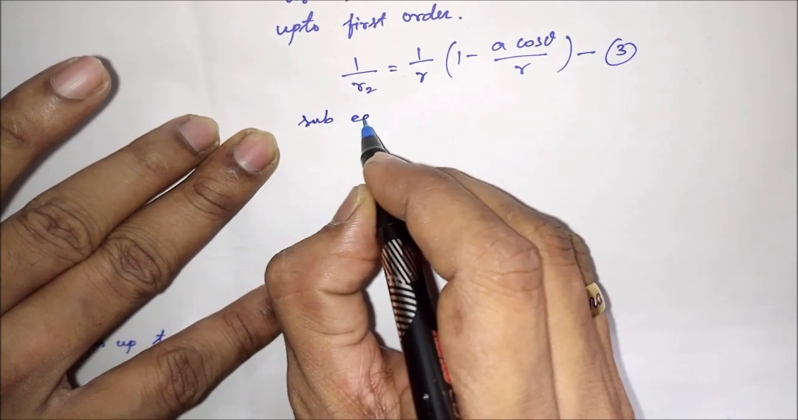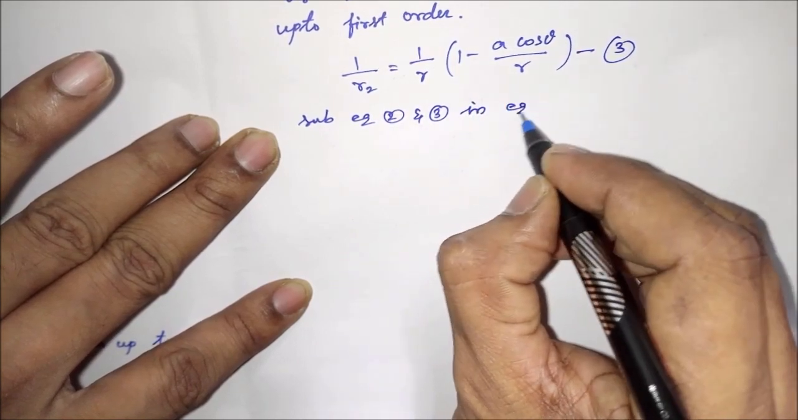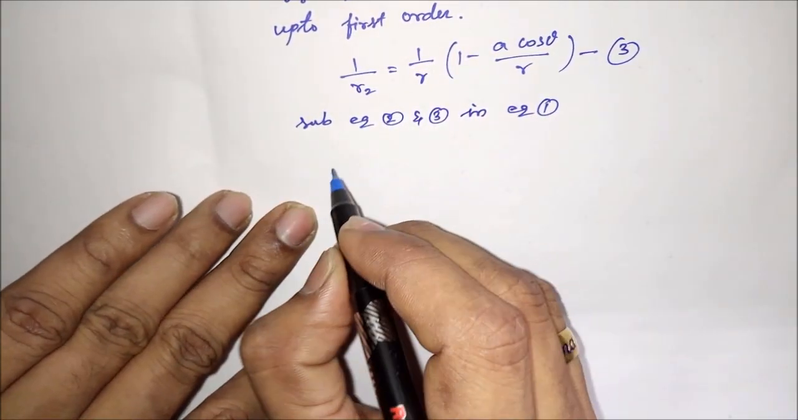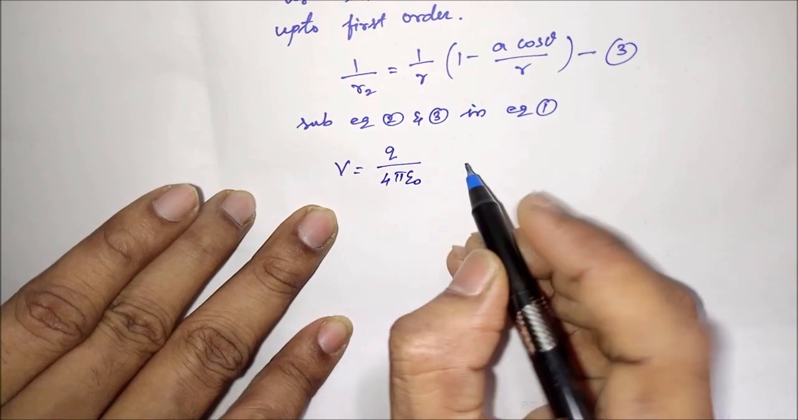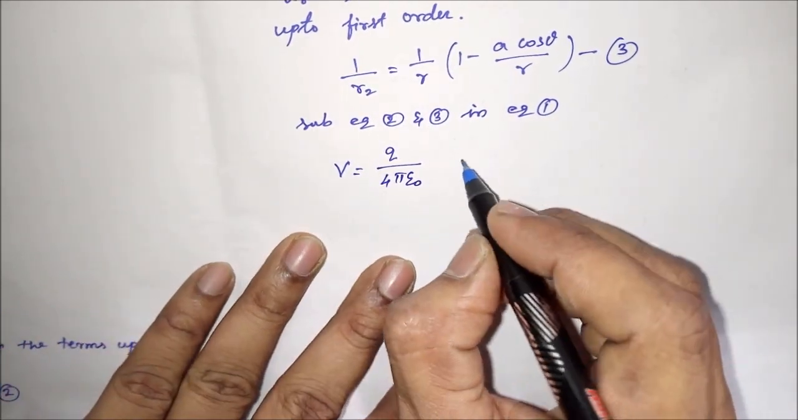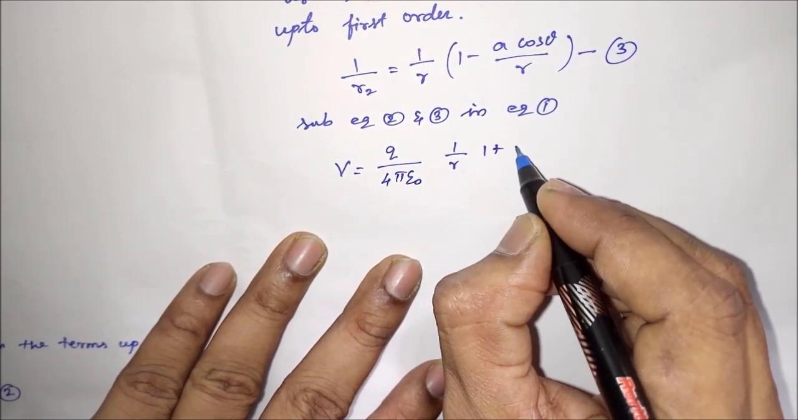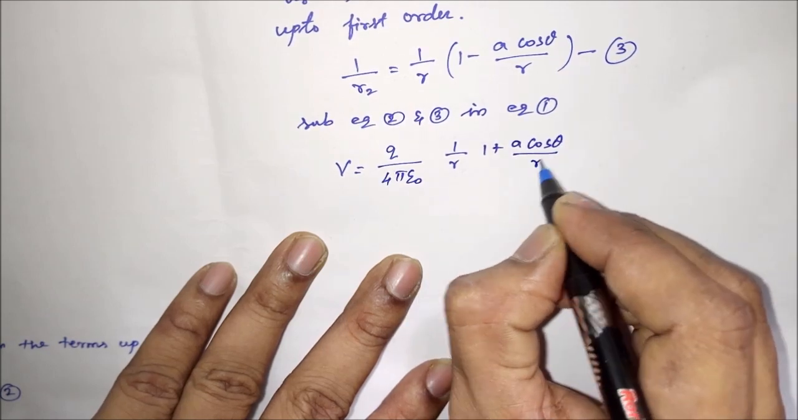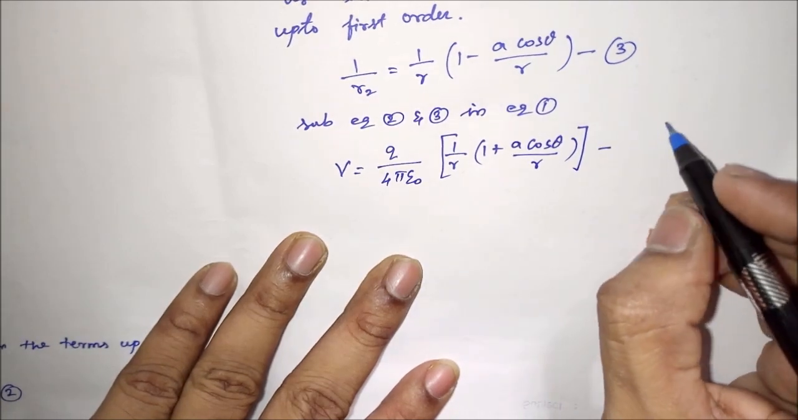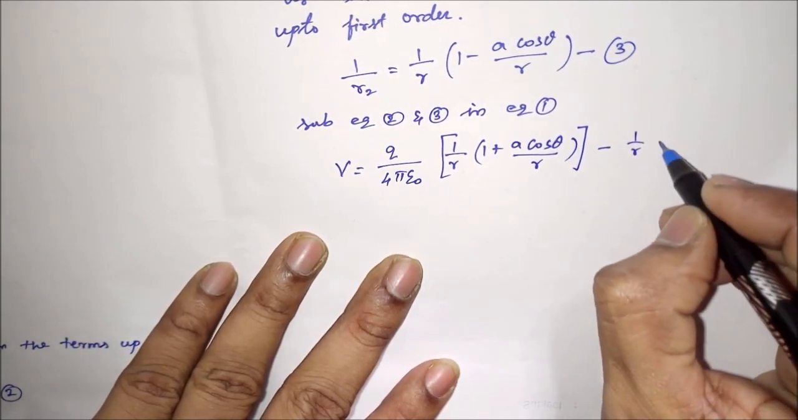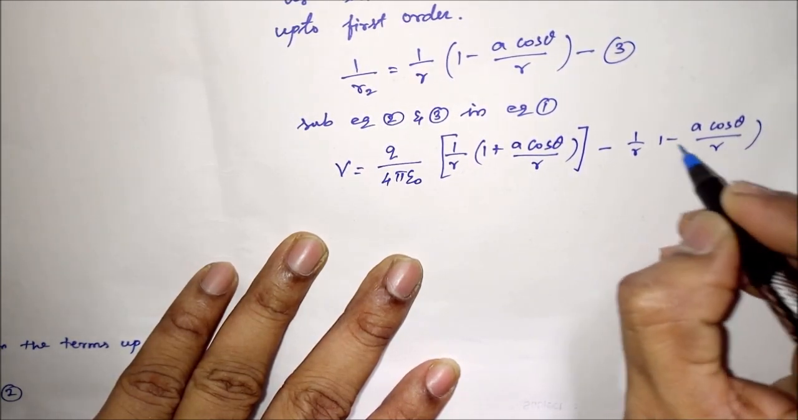Substitute equations 2 and 3 in equation number 1. So V is equal to q divided by 4 pi epsilon naught. Now the 1 divided by r1 value is 1 divided by r times (1 plus a cos theta divided by r), minus 1 divided by r2 value, 1 divided by r times (1 minus a cos theta divided by r).